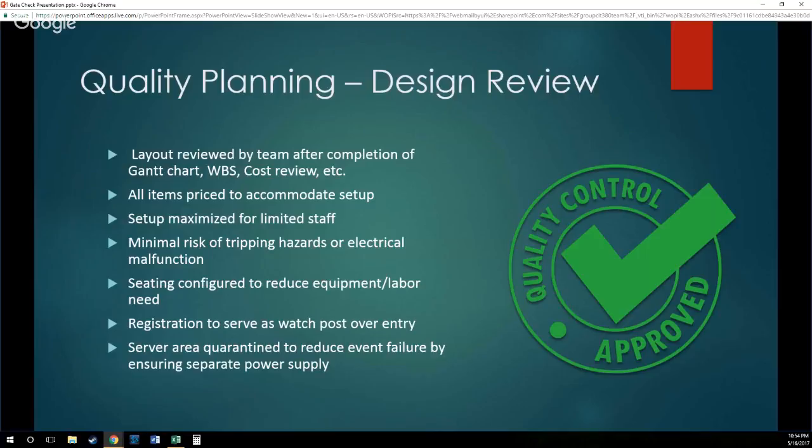The registration table will serve as multiple different things, such as a watch post over entry or a place for people to congregate in case they have any questions or concerns about the event.